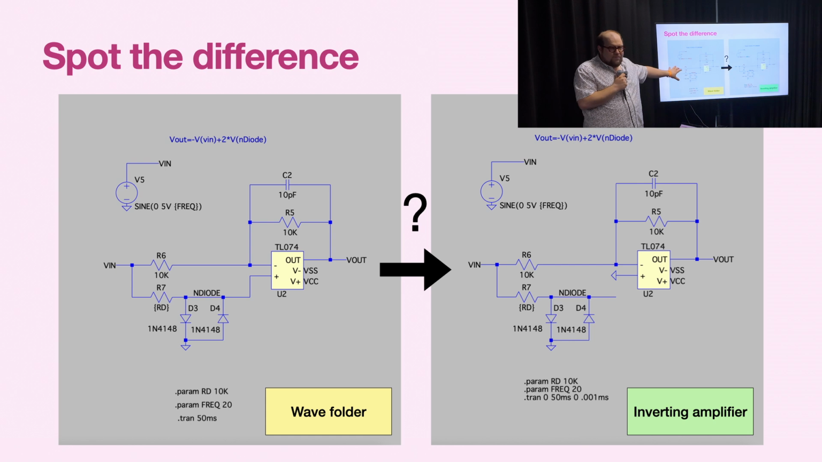So here I drew up the schematic of this wavefolder in LT-Spice. And on the right-hand side, I did the same thing. I made a little change, which turns it into a simple inverting amplifier. And that change is cutting that wire and then connecting that input to the ground. So the reason I'm showing you this is to give you already an idea that this circuit is closely related to an inverting amplifier. Keep that in mind.